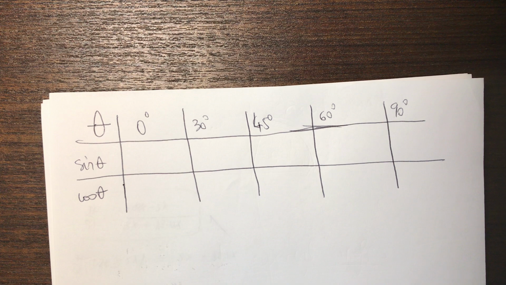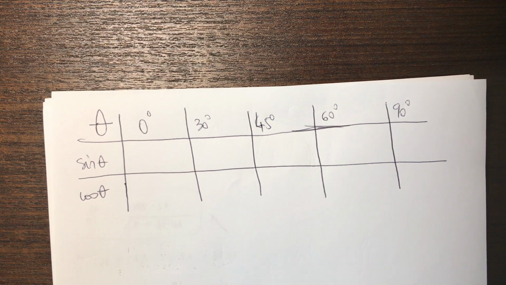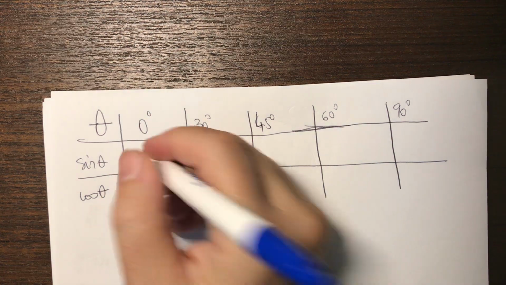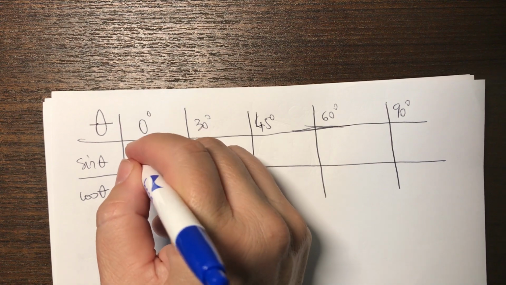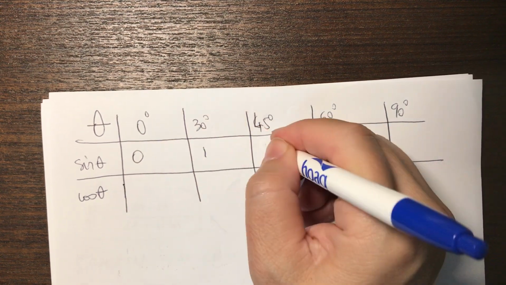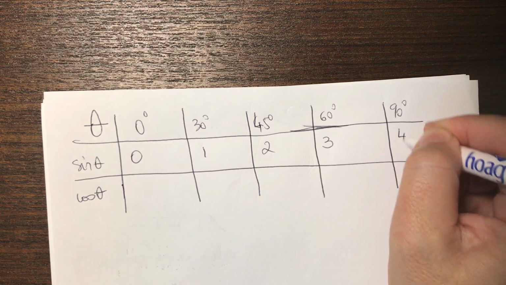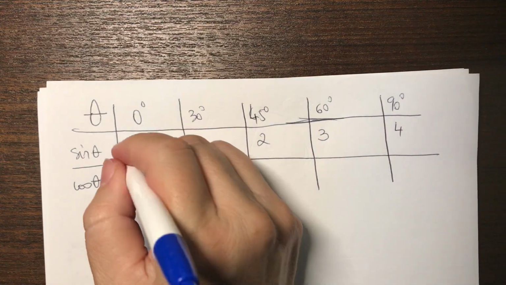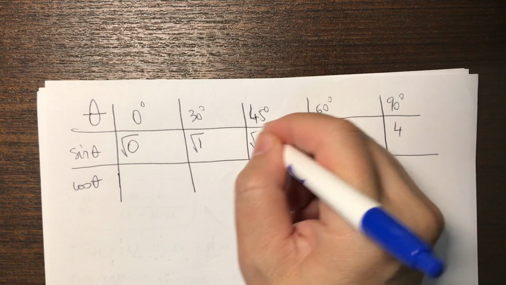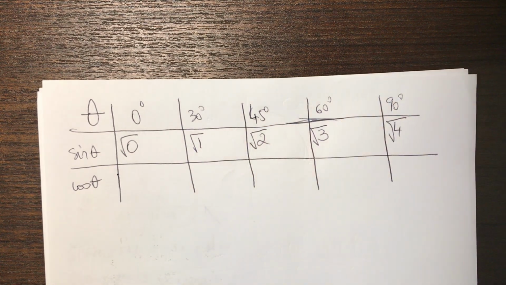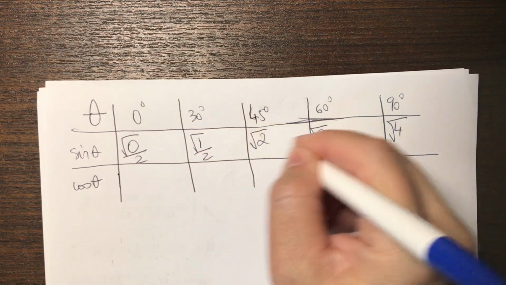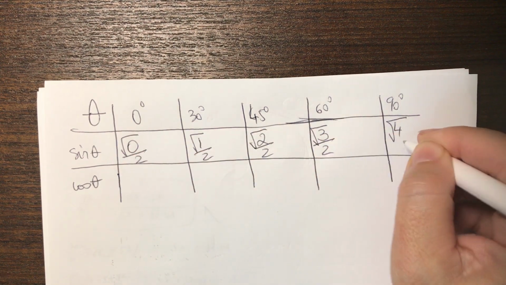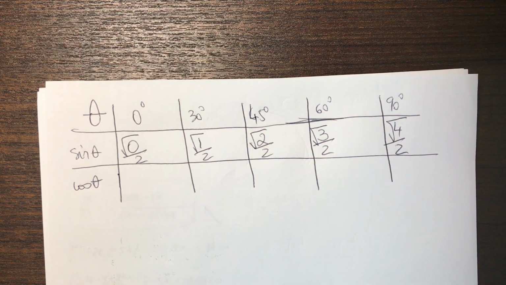So the way to memorize, and again, the way we figured them out, I put on the previous page. That's not that important. Here it is. I'm going to show you the simple way. What you're going to do is fill in the numbers 0, 1, 2, 3, and 4. Okay? And then you're going to take the square roots of all these numbers. And then you're going to divide them all by 2. Which might seem like a lot of things to remember, but it's not.